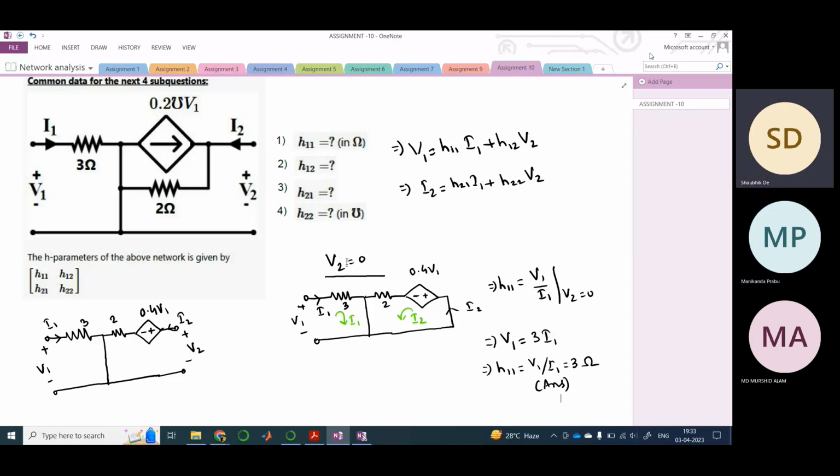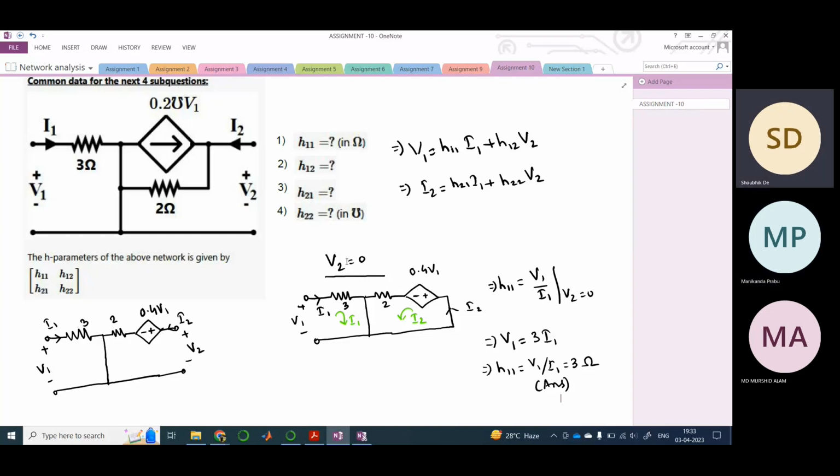Can you be a bit more loud, Manikananda? Sir, can we do this problem without changing this current source into a voltage source? Yes, yes, you can do that. Then why are we changing? Because I did it without changing only.